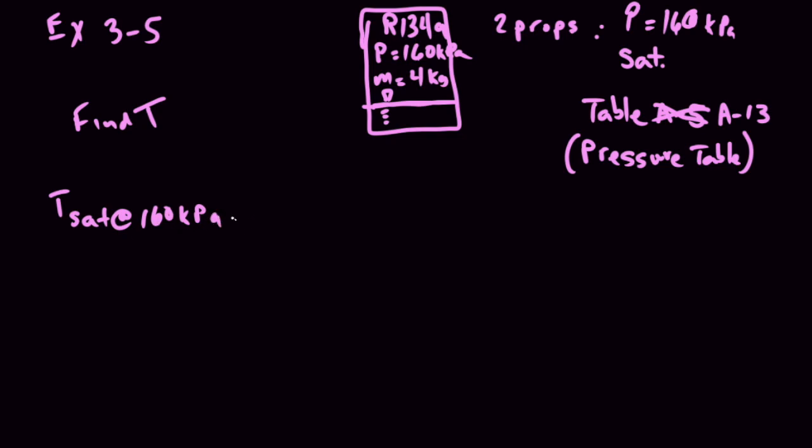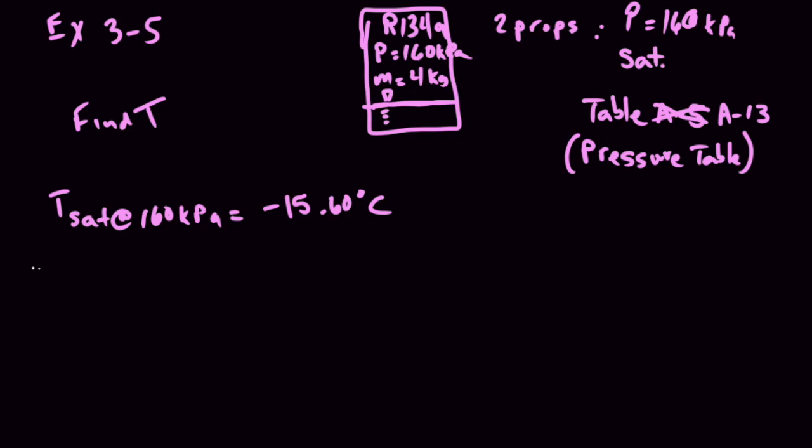So we're finding the temperature associated with 160 kilopascal. We go down the column. When we run into 160 kilopascal, we go horizontally across to the next column over, which is the temperature. We find that temperature to be minus 15.60 degrees Celsius.